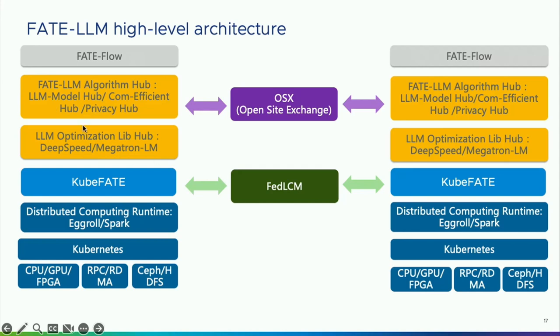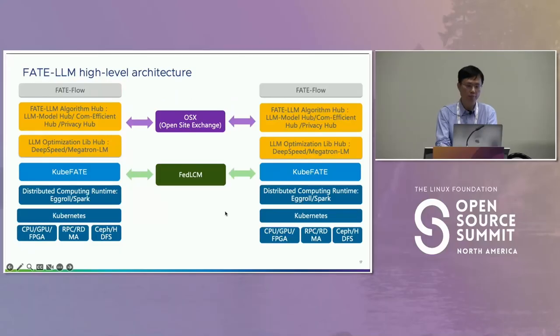And then the two yellow boxes are the most recent FATE-LLM, which will sit on top of the existing KubeFATE and the other stuff, and will help us do the fine-tuning of the large language model in a federated learning way. And then this purple one is the exchange. Originally we have the OSX, Open Site Exchange Server, for coordinating different parties for the training. And FedLCM is a management tool for the different parties inside a federation. This is how the FATE-LLM project works. We just released version 1.0, and we have 2.0 most recently this month, and maybe the next release in August.